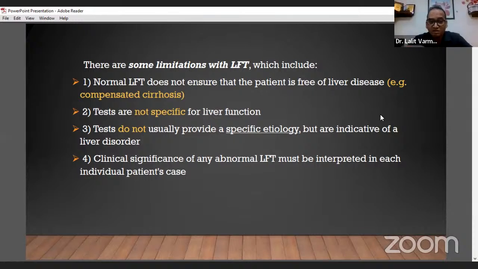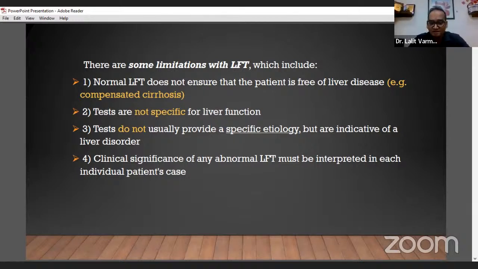A normal LFT does not ensure that the patient is free of liver disease. For example, it can be compensated cirrhosis. What happens in compensated cirrhosis over a period of time is that the bilirubin will be high, but the SGOT and SGPT can start declining. Some of these chronic liver disease patients just have SGOT and SGPT in the 70s or hundreds, and sometimes even towards the normal side. So we need to understand that a normal LFT does not mean that everything is fine within the liver.